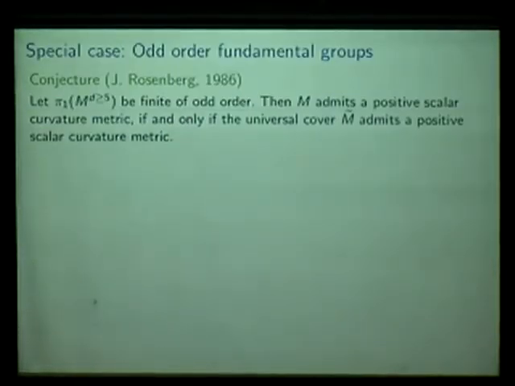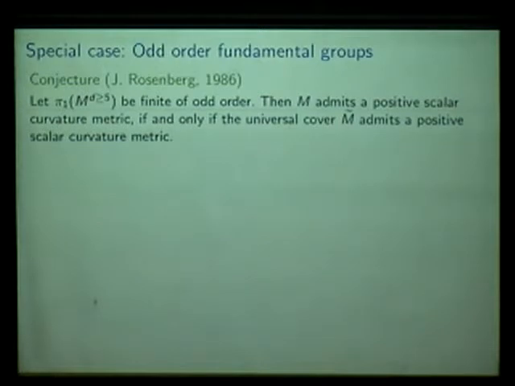Let us now really look at the non-simply connected case. In this talk, I would like to concentrate on finite fundamental groups of odd order. So in general, in the odd order case, the previous conjecture can be written down in this more simple way. This was done in a paper by Jonathan Rosenberg. Namely, if we have a finite fundamental group of odd order, then the conjecture says that M admits a positive scalar curvature metric if and only if the universal cover does.